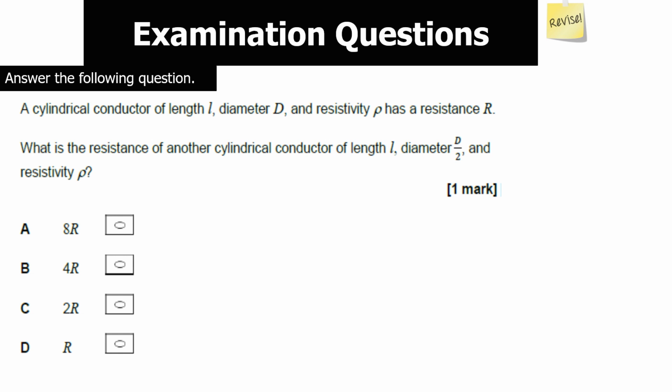The next question says, a cylindrical conductor of length L, diameter D and resistivity ρ has a resistance of R. What is the resistance of another cylindrical conductor of length L, diameter D over 2 and resistivity ρ? So pause the video now, then unpause the video when you want to go through your answers.